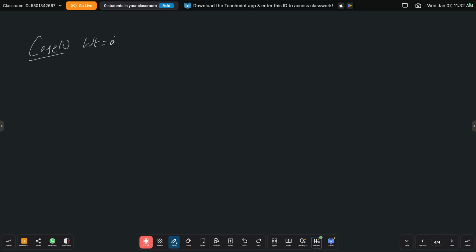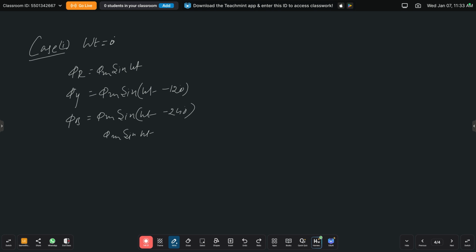So take omega t equal to 0. Already you have seen phi R is equal to phi m sin omega t, phi Y is equal to phi m sin(omega t minus 120), phi B is equal to phi m sin(omega t minus 240) or phi m sin(omega t plus 120) degrees. So substitute omega t equal to 0 in the three equations.